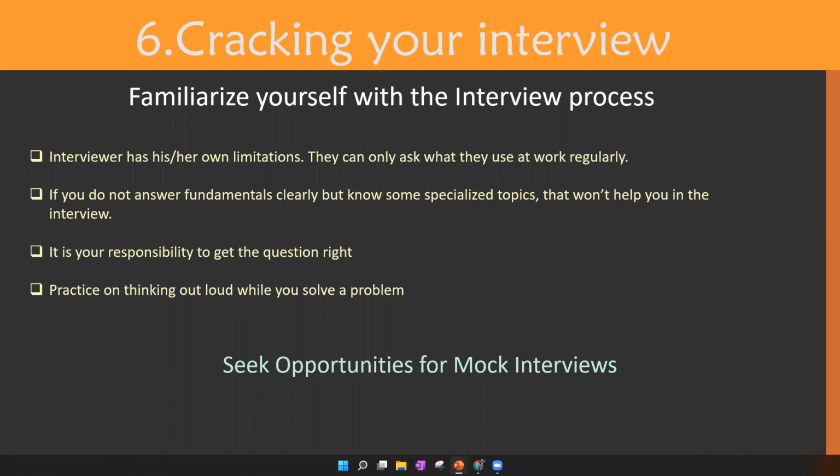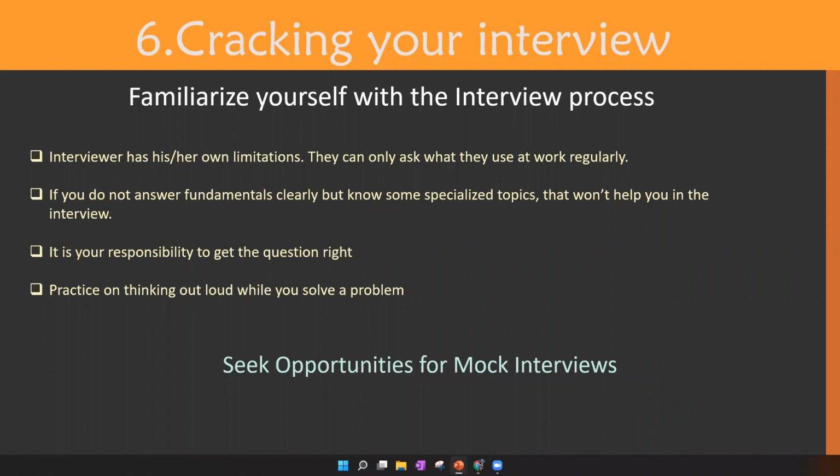And the third point is it's the student's responsibility to get the question right. Oftentimes in the interview, there is a question and then the student tries to answer something else. Mostly the questions can be open-ended. When the interviewer asks a question, the question may not be complete. So it is the responsibility of the student to ask more questions to get the original question right. That is how you can understand what the hiring manager is looking for and then respond accordingly. So that's another key piece of advice, I would say.